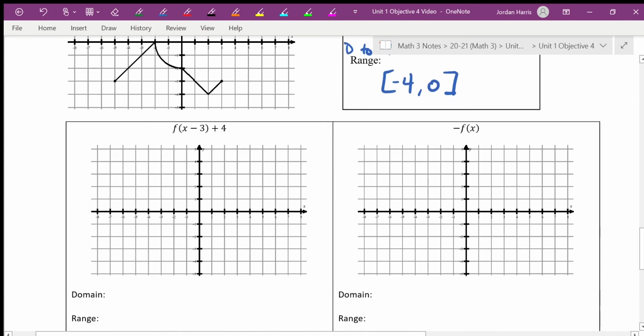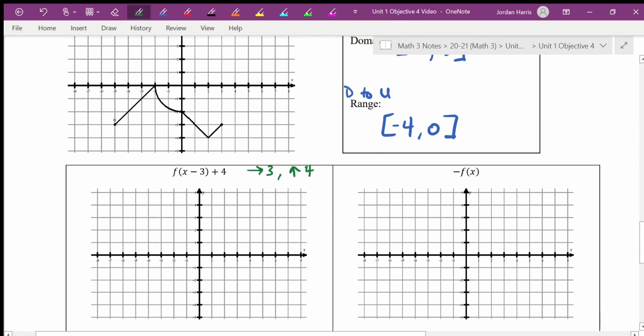Okay. Then we have to think about what these things are going to do. So this is a right 3, up 4 shift. So I'm going to take each point and shift it right 3, up 4. Right 3, 1, 2, 3, 1, 2, 3, 4. Right here, so right 2, 3, 1, 2, 3, 4.